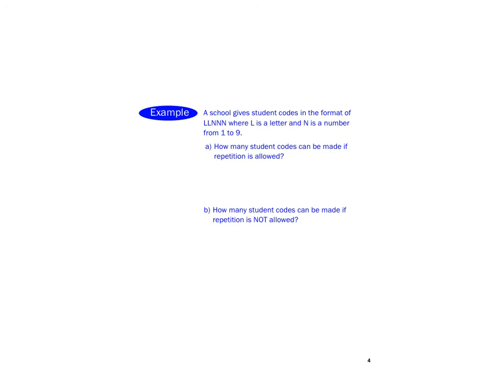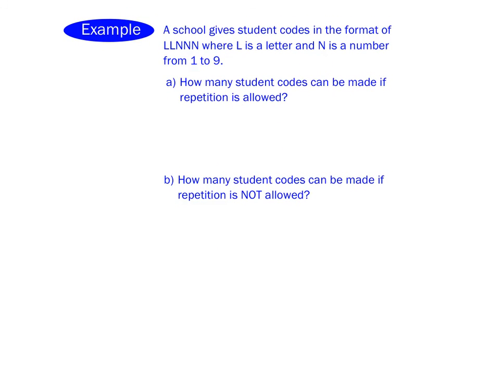All right, next example. A student gives student codes in the format of LLNNN, where L is a letter and N is a number from 1 to 9. How many student codes can be made if repetition is allowed? And then how many student codes can be made if repetition is not allowed?